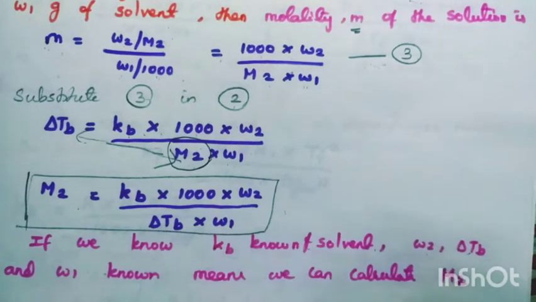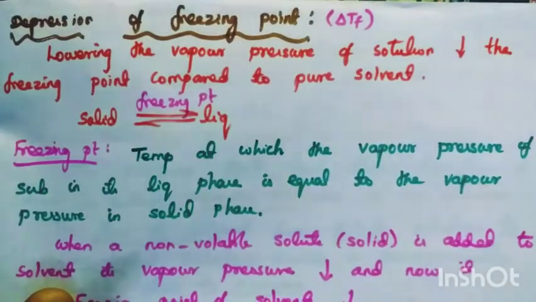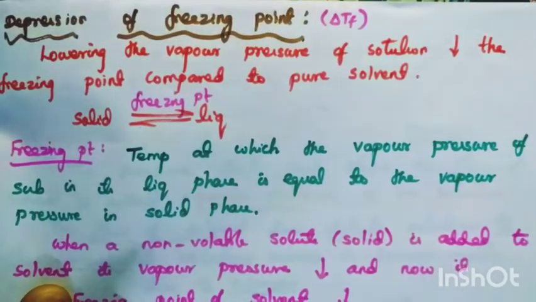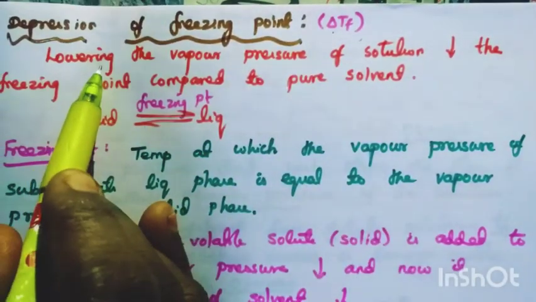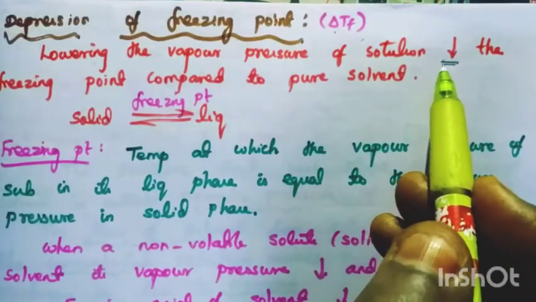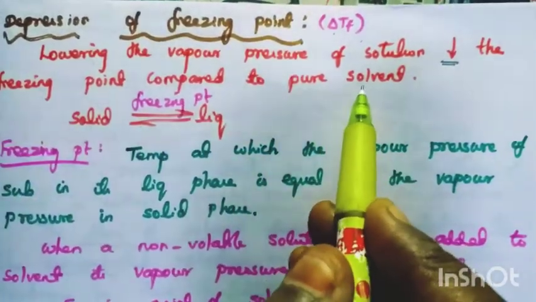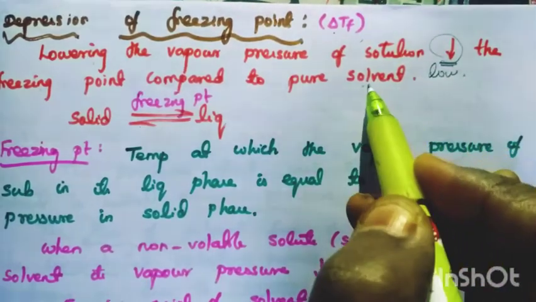We can calculate M2. Depression of freezing point, that is, the decrease in the freezing point, is represented by the symbol delta Tf. The lowering of vapor pressure of the solution decreases the freezing point compared to the pure solvent. That means it is lower than the pure solvent.